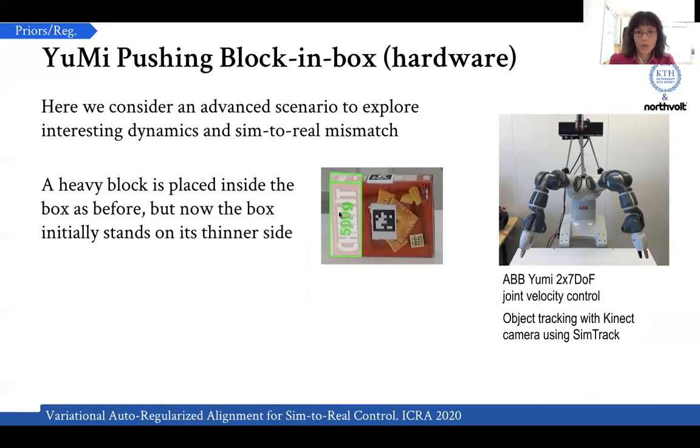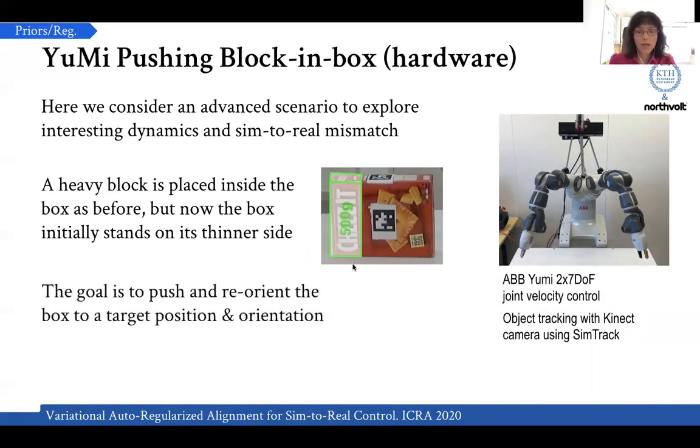Our object is going to be this cheese box from the YCB data set, but here we will have an advanced version of the pushing and reorienting task, where we place a heavy weight at an unknown location within this box. Now when we push this box, the point is to identify its center of mass and the friction.